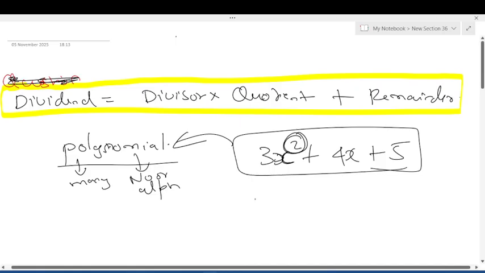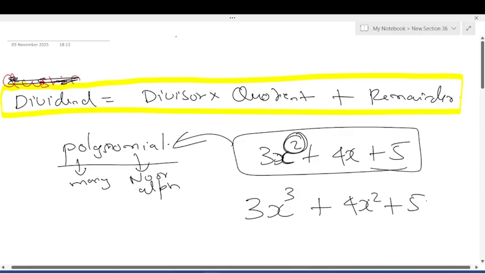Fine. And for your syllabus, you have a maximum of degree 3. That's it. So 3x to the power of 3 plus 4x square plus 5. This is the equation. It's a polynomial. So don't get confused. Polynomial is nothing but the equation. All these days we have been solving equations. In mathematical algebraic terms, we call it a polynomial.